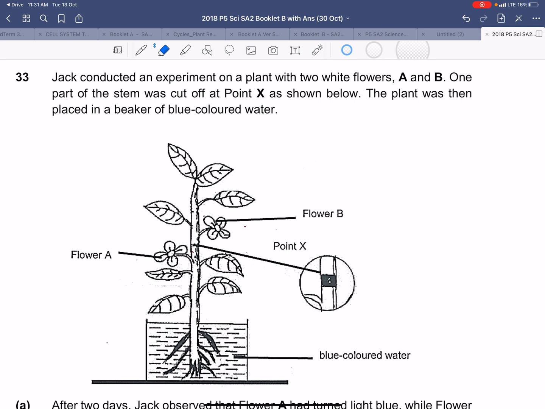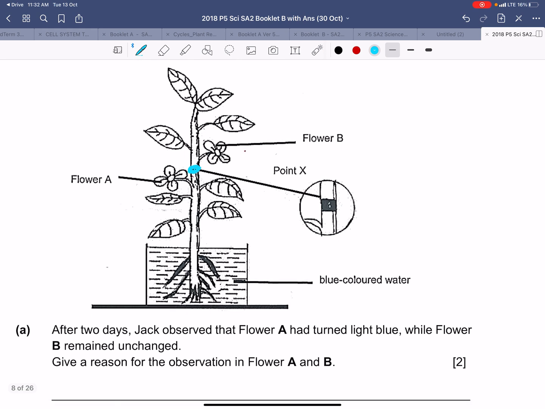Now, Jack conducted an experiment on a plant with two white flowers, A and B. One part of the stem was cut off at point X as shown below. So point X is here. Now the plant was then placed in a beaker of blue colored water. After 2 days, Jack observed that flower A had turned light blue. Now this is like a coloring session for me. While B remained unchanged. Give a reason for the observation in flower A and B.